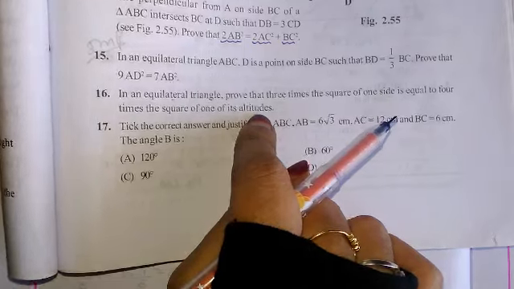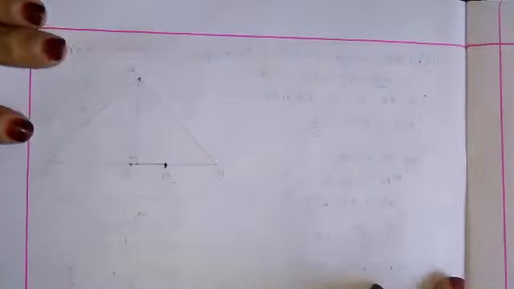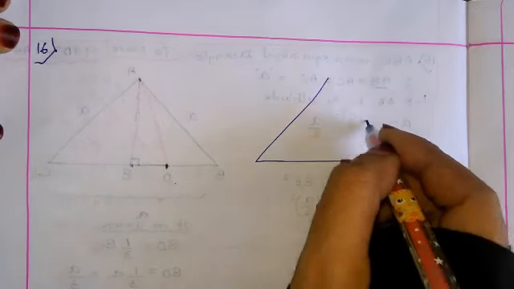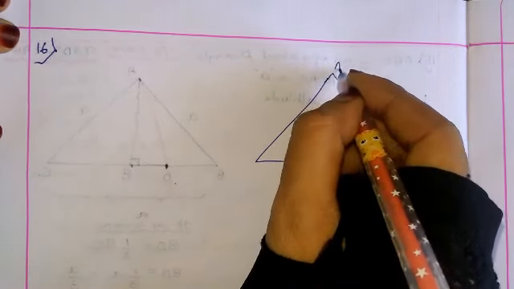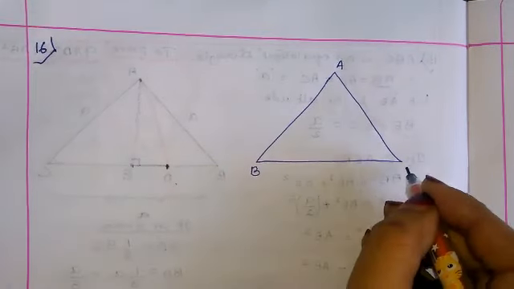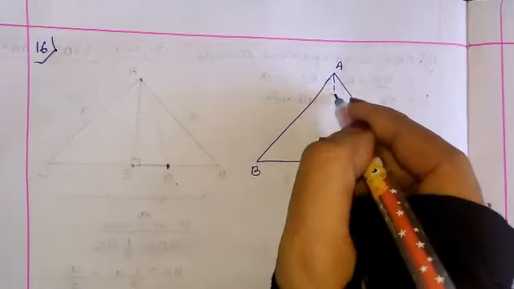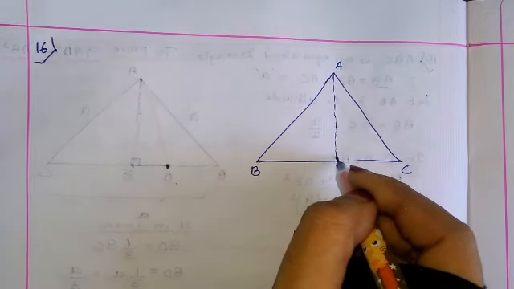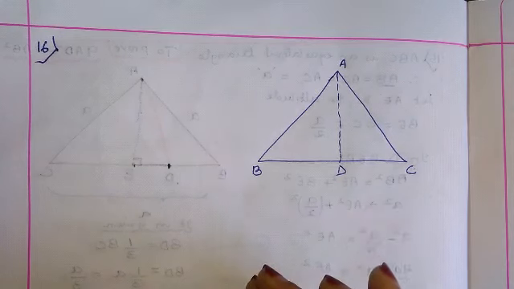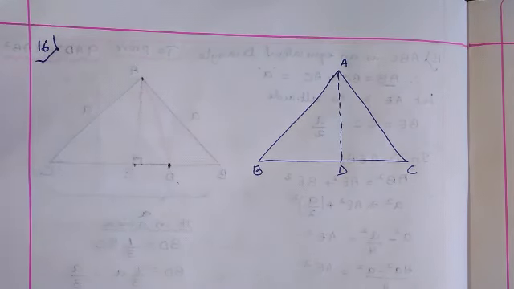Okay, let us first draw the equilateral triangle, a bit similar to the previous problem. I'll draw the equilateral triangle. What they have told in the question: 3 times the square of one side should be equal to 4 times the square of its altitude. Let us draw one altitude also. Like I have taken A, B, C and D.